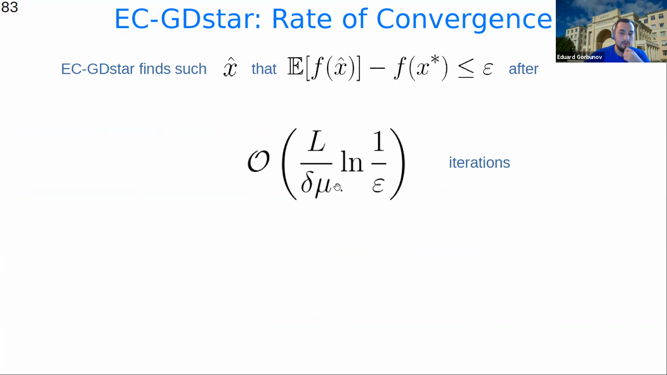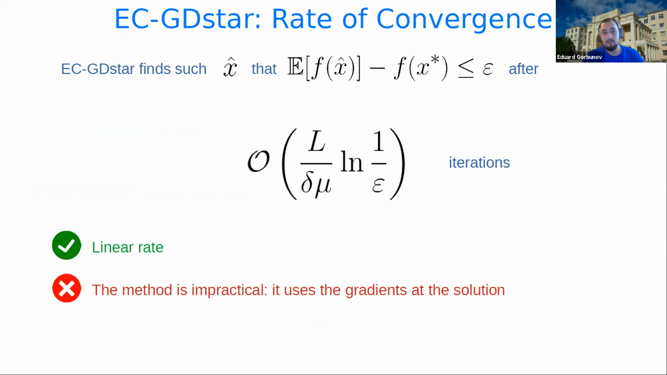It's the condition number over delta, where delta depends on the compression operator that devices use. Of course, we have a linear convergence rate, but the method is totally impractical because it uses the gradients at the solution, and it is hard to compute them without knowing the solution. But our goal is to find the solution. Therefore, this method is impractical. Are there any questions about error-compensated GD star or about the complexity?